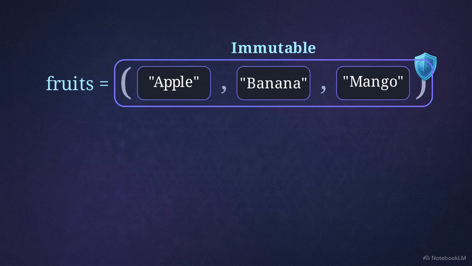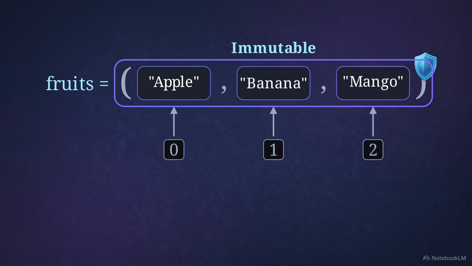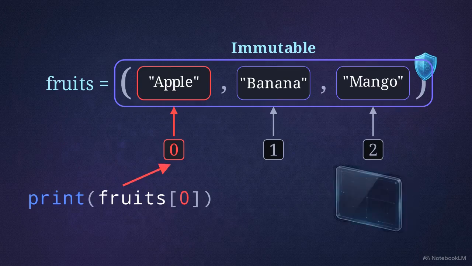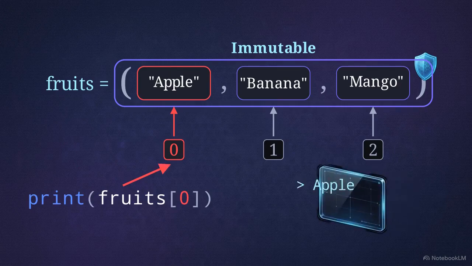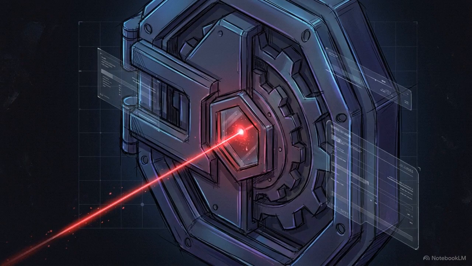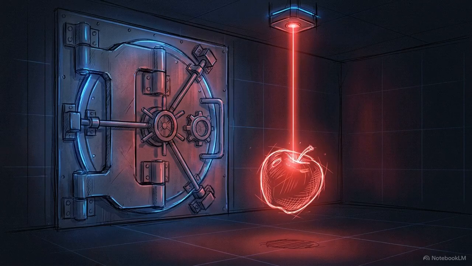To extract a specific item from this locked sequence, we use the zero index rule. Computers start counting at 0, not 1. So when we command Python to print index 0, it points directly to the first item and outputs apple to the terminal. These index numbers act as precise lasers. They allow you to surgically target and view individual items inside the vault without ever opening the door.